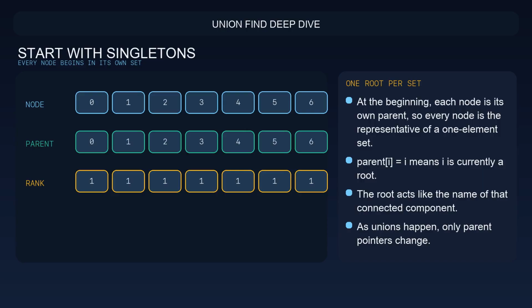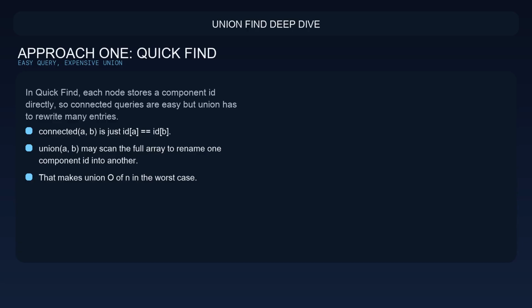This is the most important picture to hold in your head. At time 0, every node stands alone. The parent array says each node points to itself, so each one is a root. Later, a set is represented by whichever root its members eventually climb to.